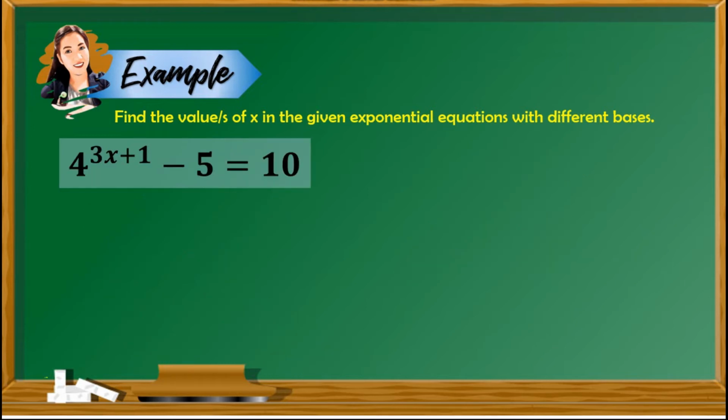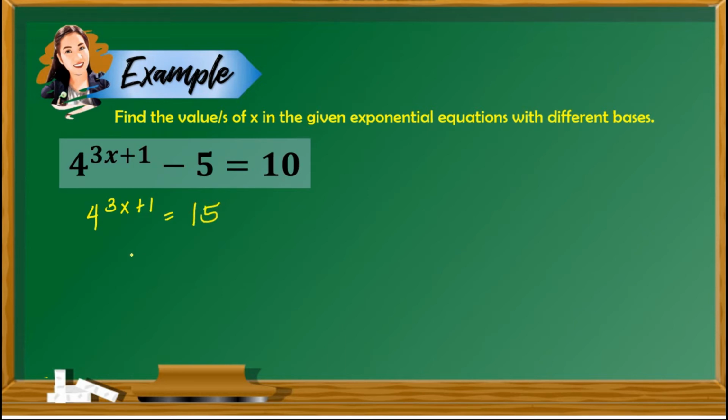Third example. Find the value of x in the exponential equation 4 raised to 3x plus 1 minus 5 is equal to 10. To solve this kind of equation, we have to isolate the exponential expression. Therefore, the negative 5 has to be placed on the other side. So we now have 4 raised to 3x plus 1 is equal to 15.